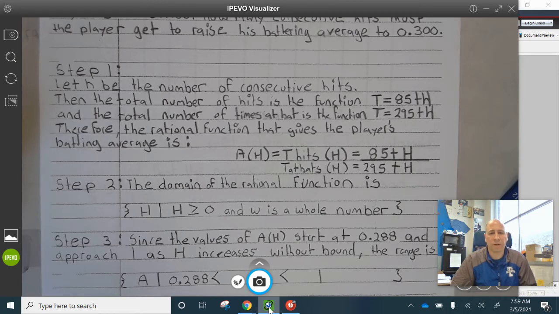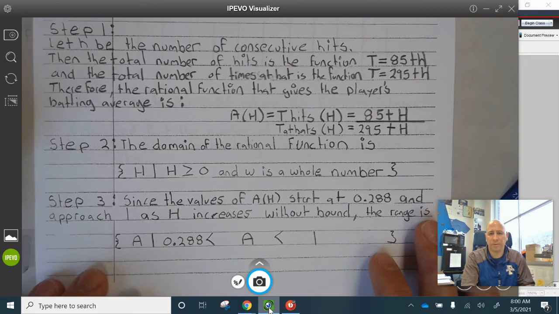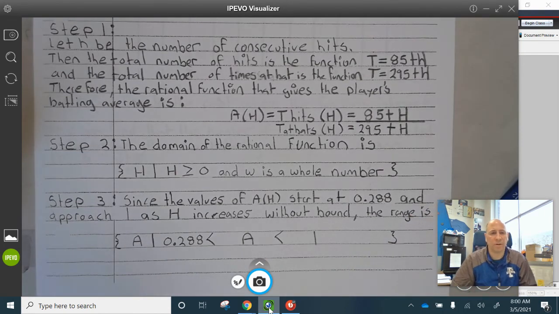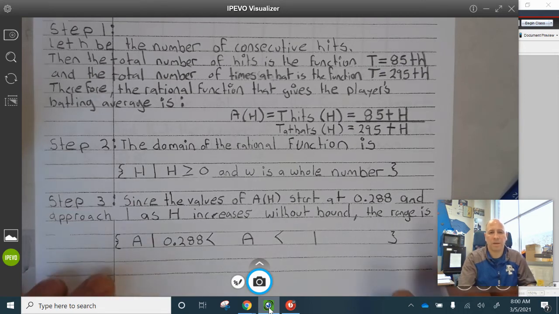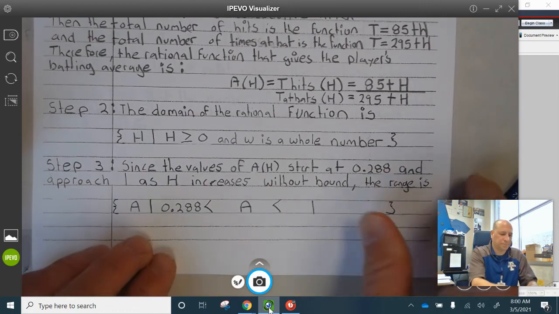Therefore, the rational function that gives a player's batting average is (85 plus h) divided by (295 plus h). Step 2. The domain of the rational function is h such that h is greater than or equal to 0 and h is a whole number. Step 3. Since the value of A of h starts at 0.288 and approaches 1 as h increases without bound, the range is A such that 0.288 is less than A and A is less than 1.